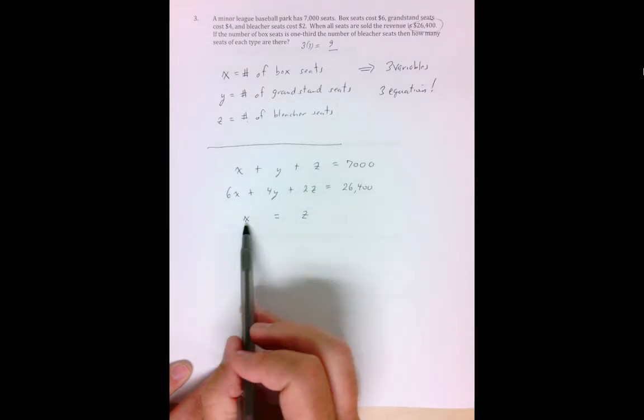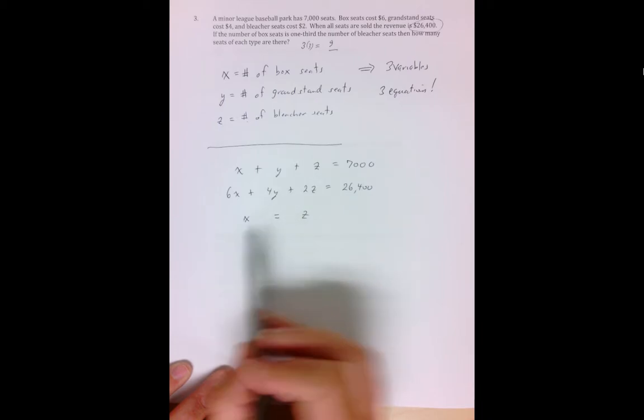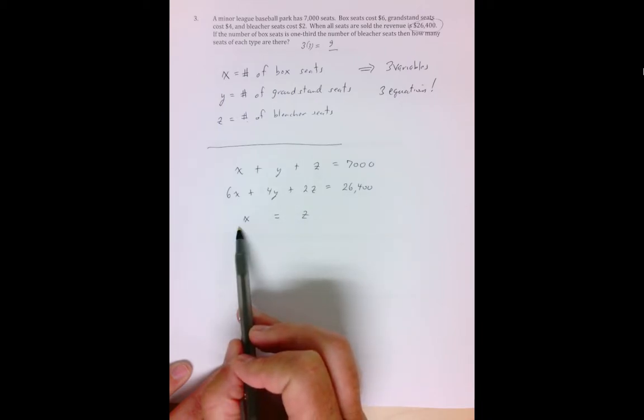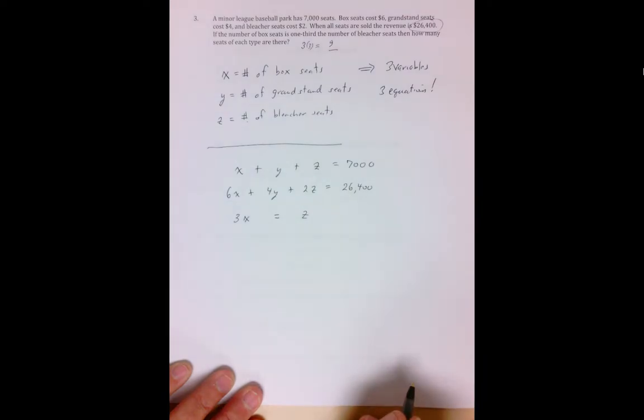So the number of box seats, this over here is 1/3 this. So we could multiply this by 1/3, or we can multiply this by 3. Whatever you want to do, okay? I'm going to multiply this one by 3, and it wouldn't matter.